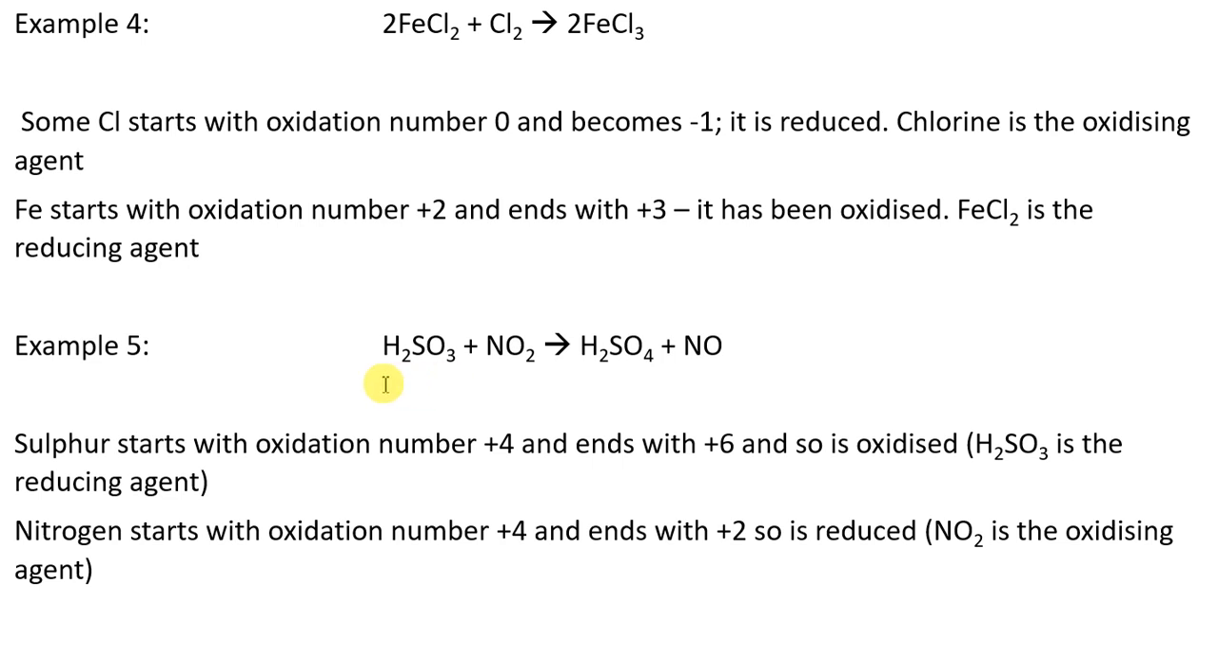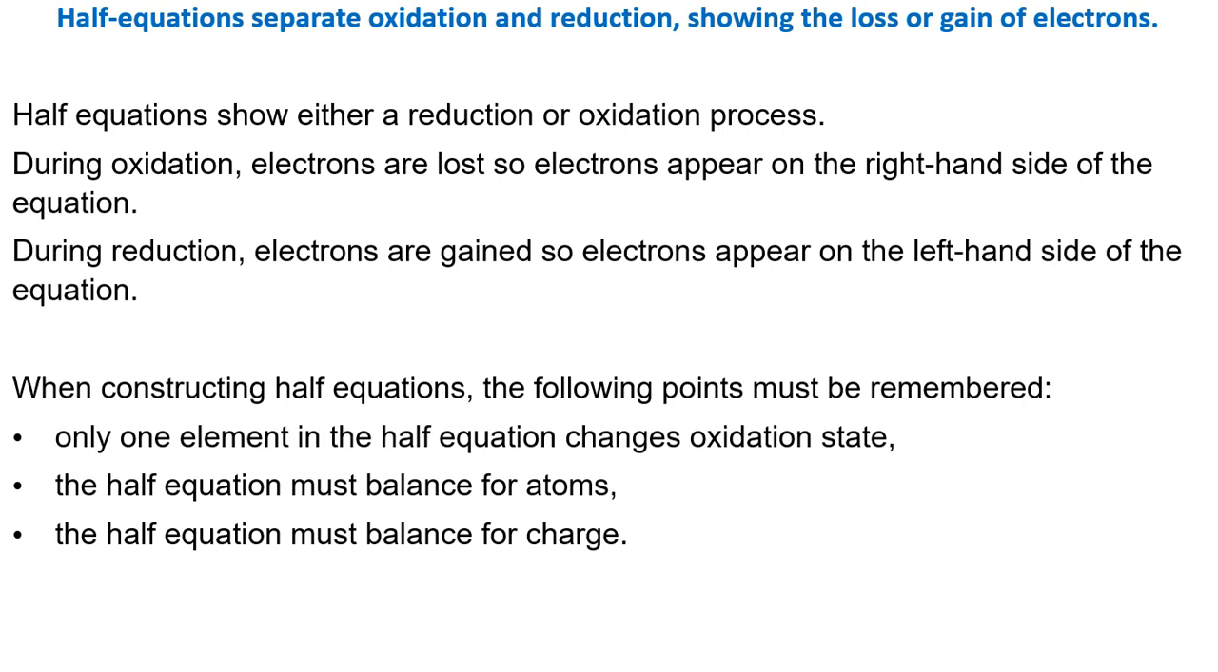-6 for the 3 oxygens, partly cancelled out by +2 for the hydrogens, making sulfur +4. It ends up as +6, so it's oxidized. H2SO3 is the reducing agent. Nitrogen starts off with oxidation number +4, combined with 2 oxygens. Ends with +2, it's gone down, it's reduced. NO2 is the oxidizing agent.